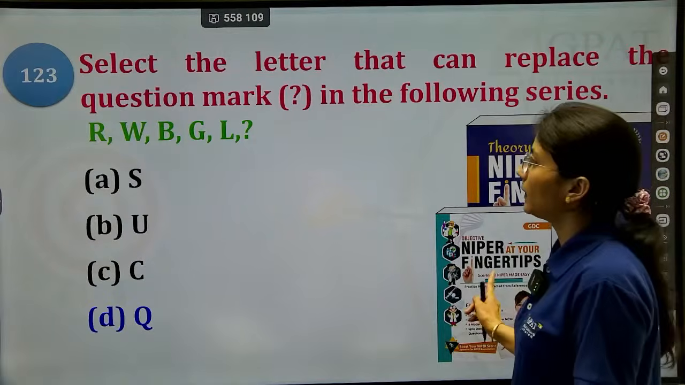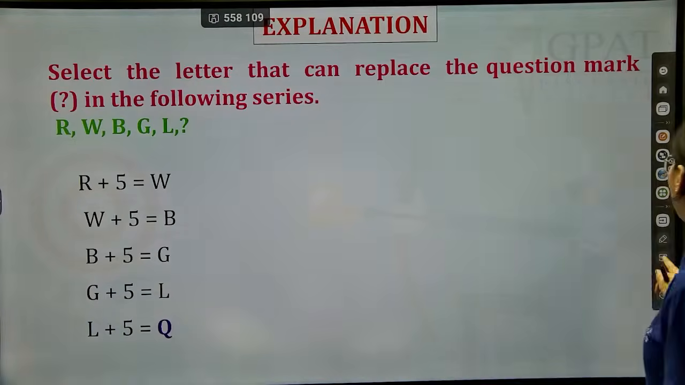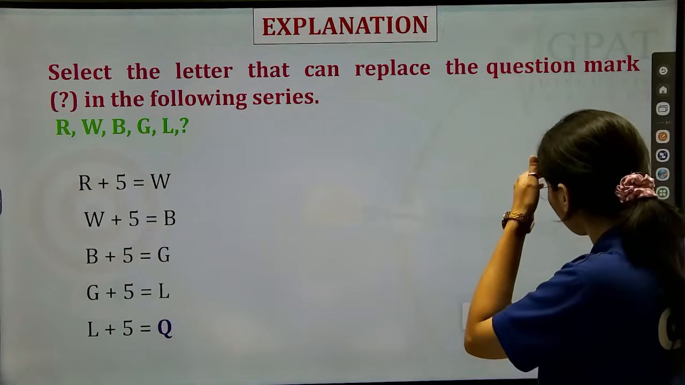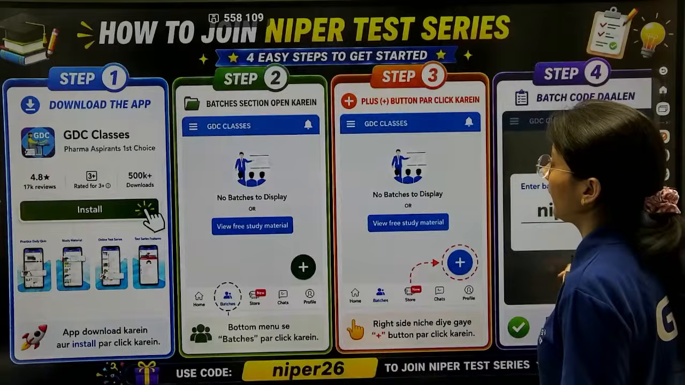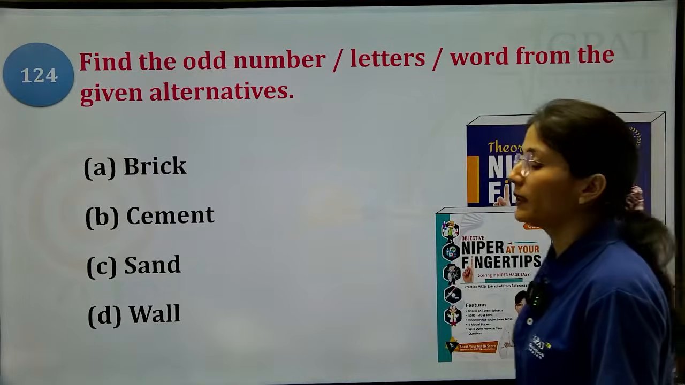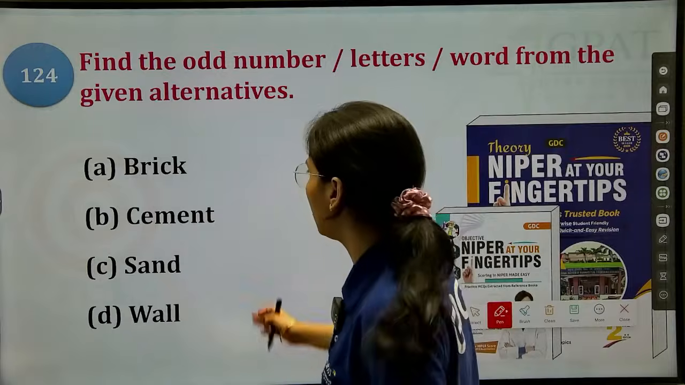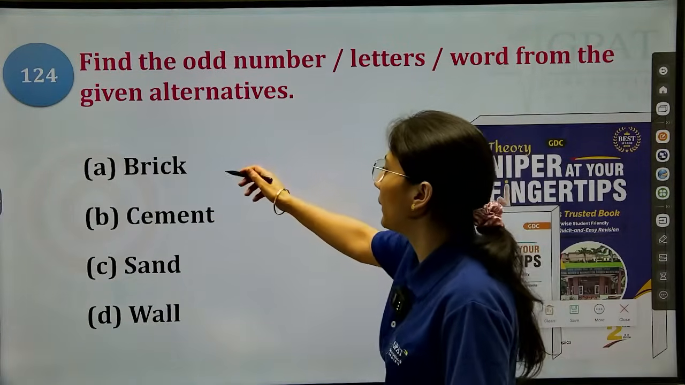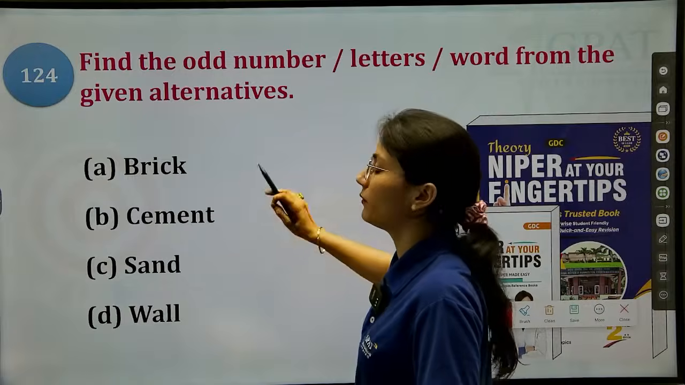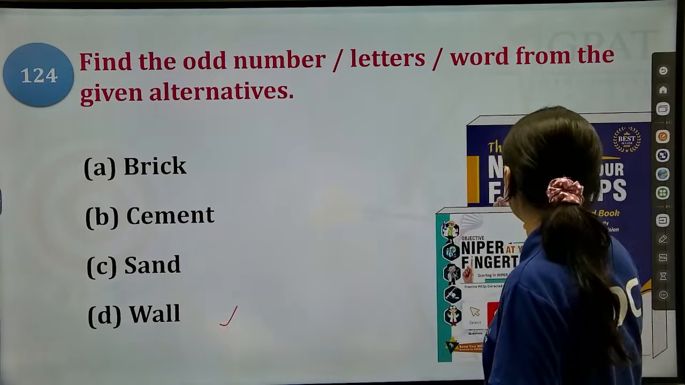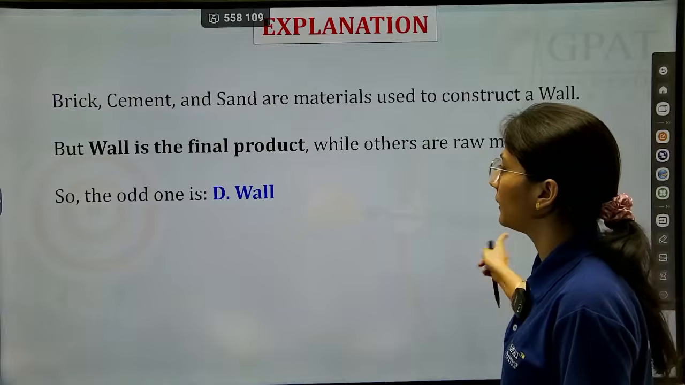Now move to another question. Select the letter that can replace the question mark. So we have done this question. Here the explanation is also given. Now we have 4 options. We have to find the odd one out, that is brick, cement, sand, wall. Brick, cement, sand, with the help of these we will form a wall. So the odd one is wall. So option number D is correct.